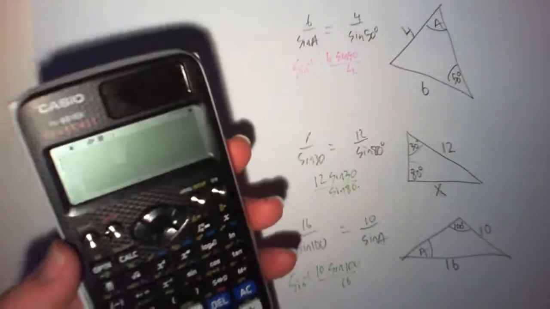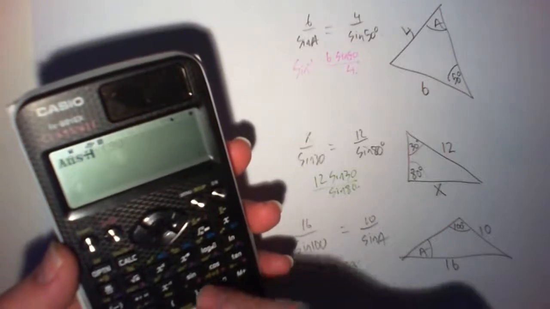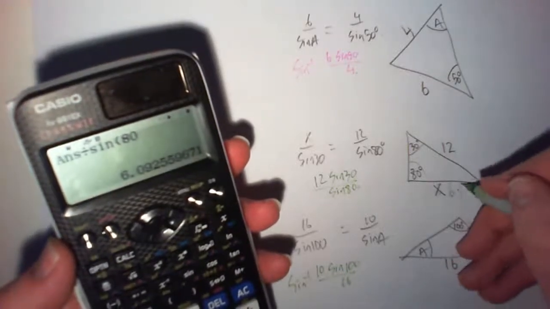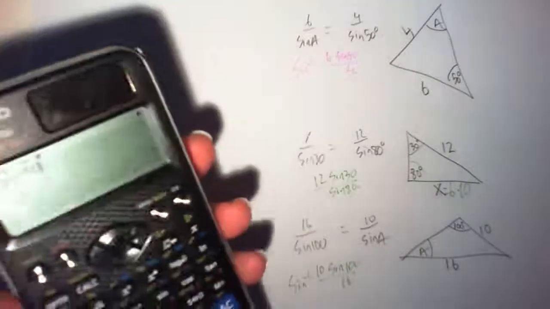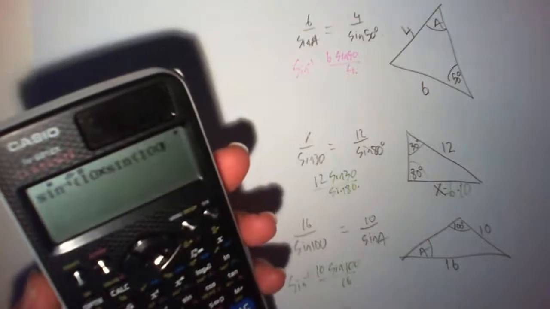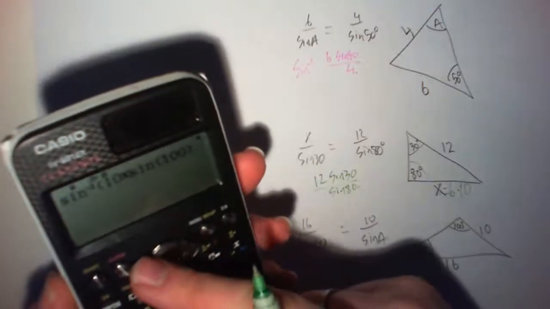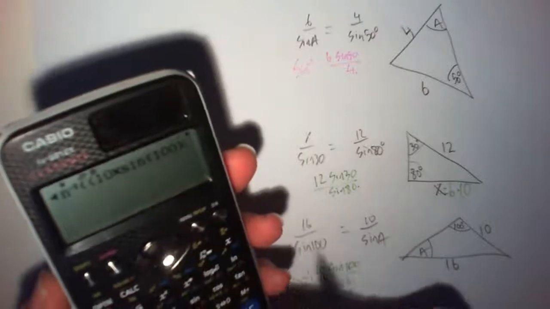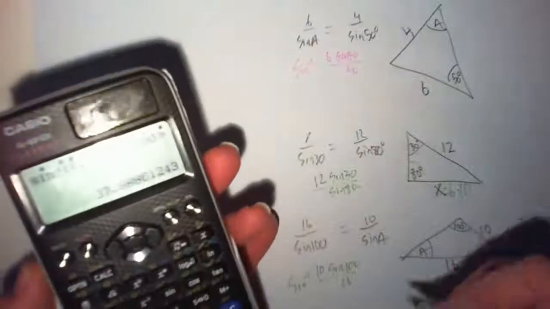And that's 12 sine 30 divided by sine 80. 6.1. That's okay, that one's fine. Let's try this one. Sine inverse 10 by sine of 100 divided by 16. That one's worked, 38 degrees.